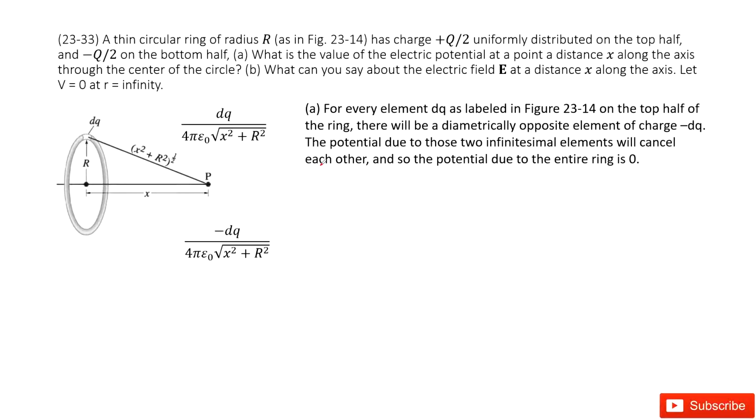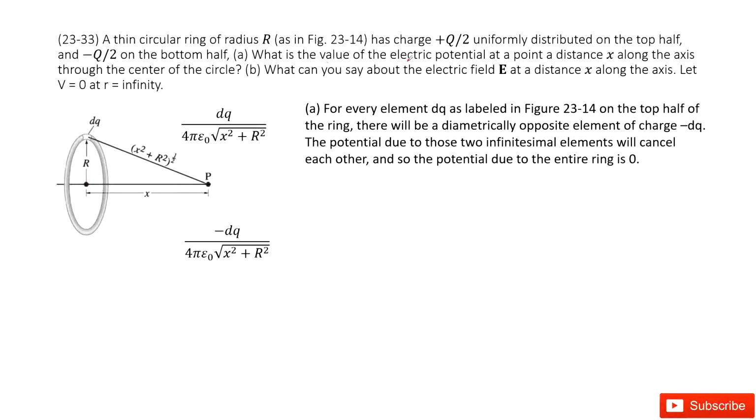Let's look at problem 33 in chapter 23. Chapter 23 is about electric potentials. In this system, we have a thin circular ring of radius R. The upper half has charge Q/2 uniformly distributed. The bottom half has charge negative Q/2 uniformly distributed.